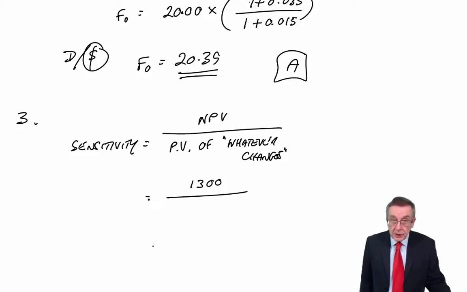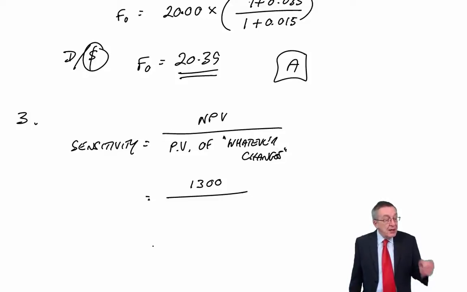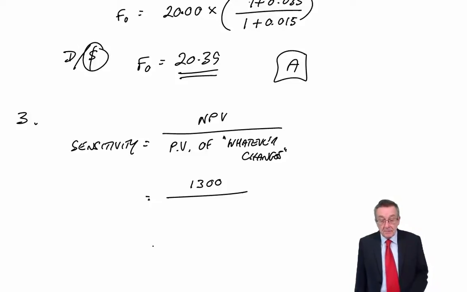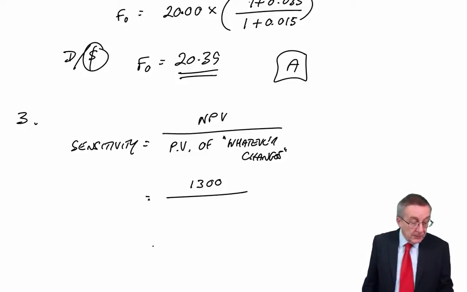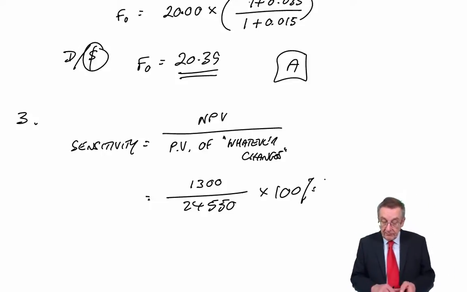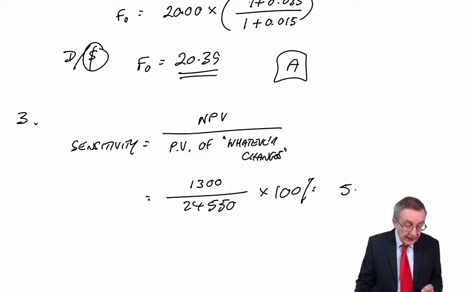Therefore, contribution will change. But of course, a change in the sales volume won't affect the fixed costs, won't affect the initial investment. And so what's going to change is the contribution. Present value of it is 24,550. And so I express it as a percent. 1,300 divided by 24,550 is 5.30%. The answer is D.